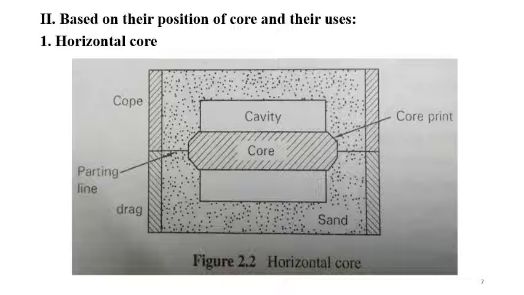The horizontal core means the core is located or mounted parallel to the ground. That's why it is called a horizontal core. This is based on the position of the core. The core position is parallel to the ground, so that's why it is called a horizontal core, as shown in the figure.